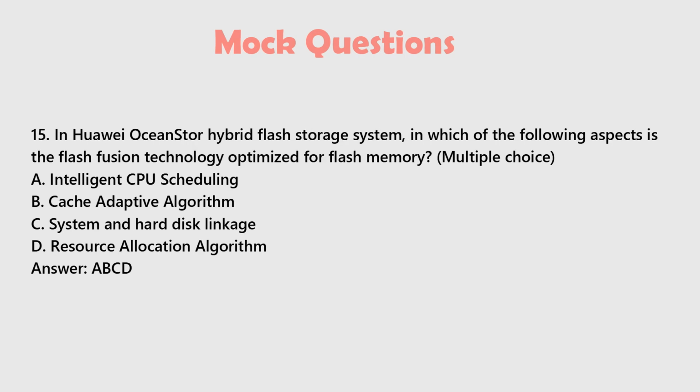15. In Huawei OceanStor Hybrid Flash Storage System, in which of the following aspects is the FlashLink technology optimized for flash memory? Multiple choice. A. Intelligent CPU scheduling. B. Cache adaptive algorithm. C. System and hard disk linkage. D. Resource allocation algorithm. Answer: A, B, C, D.